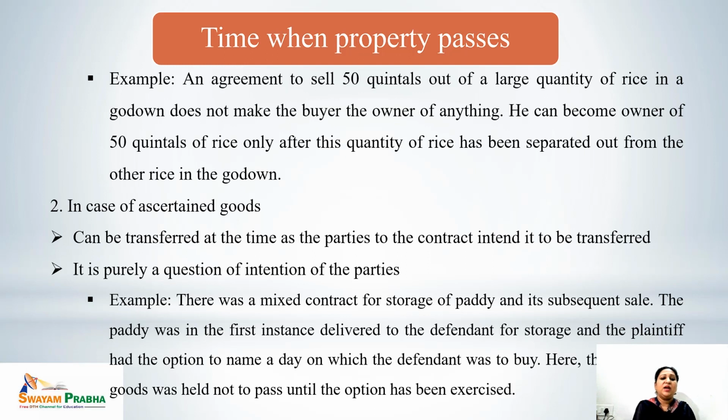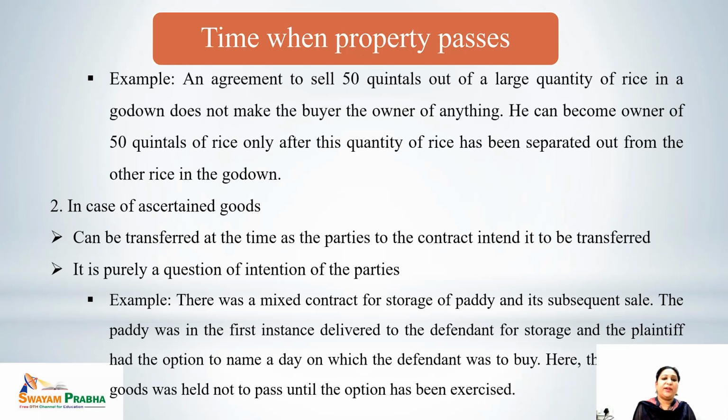Let's see the example. An agreement to sell 50 quintals out of a large quantity of rice in a godown does not make the buyer the owner of anything. Because there is a large quantity of rice, say 500 quintals, available in a godown, and the buyer is to take just 50 quintals. Which 50 quintals are the property of the buyer would not be determined till it is ascertained. So he can become owner of 50 quintals of rice only after this quantity of rice has been separated out from the other rice in the godown.